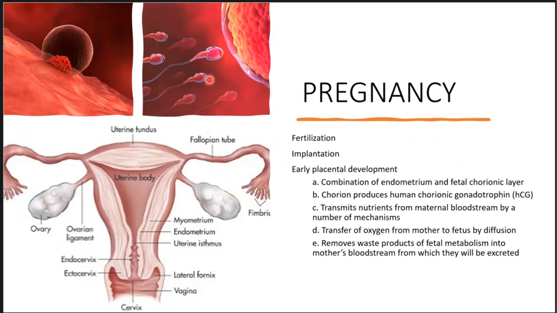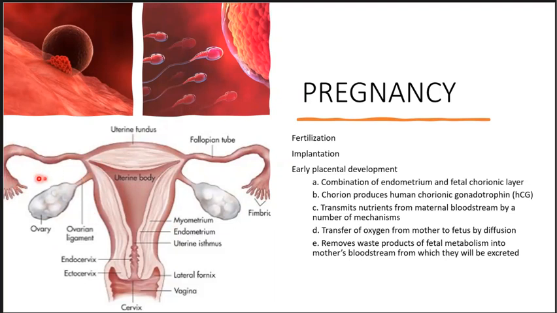It's the union of the ovum and the spermatozoa, and it occurs about 24 hours after ovulation. So the client will ovulate, and fertilization usually occurs at about 24 hours after ovulation, and usually occurs in the outer third of the fallopian tube. So these are fallopian tubes. So fertilization should occur at about this area.